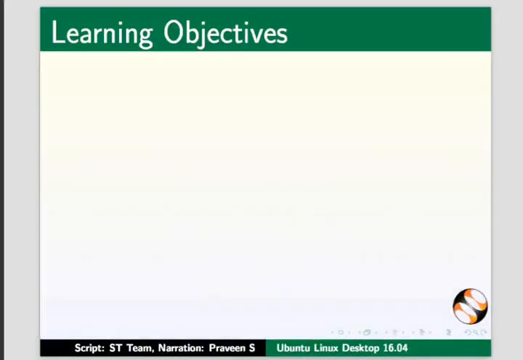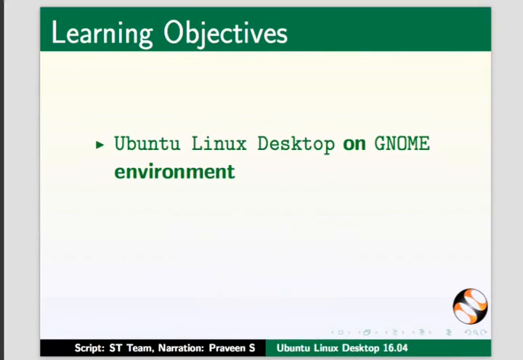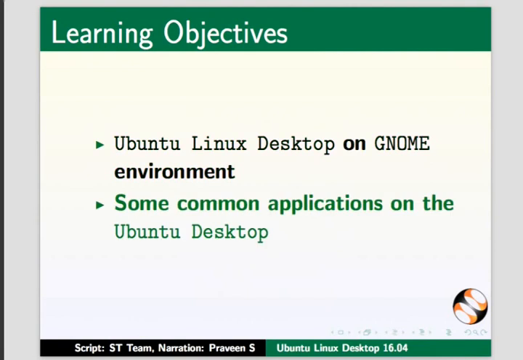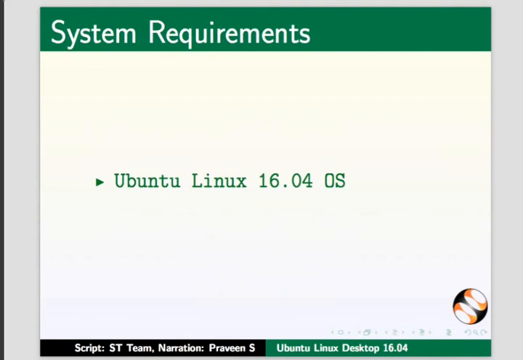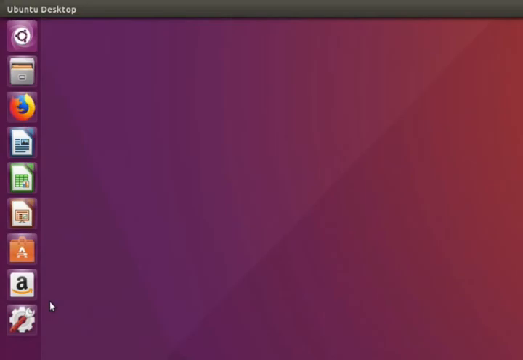In this tutorial, we will learn about Ubuntu Linux Desktop on the GNOME environment and some common applications on the Ubuntu desktop. To record this tutorial, I am using Ubuntu Linux 16.04 operating system. The Ubuntu desktop looks like this. You will see the launcher on the left hand side of the screen.